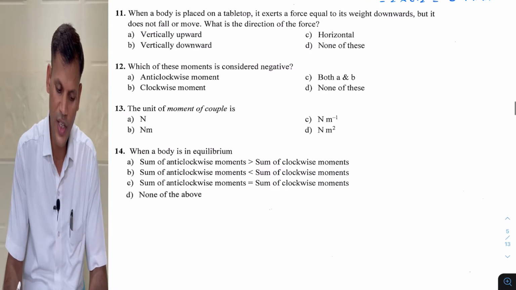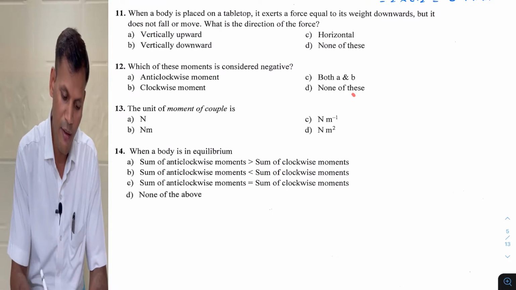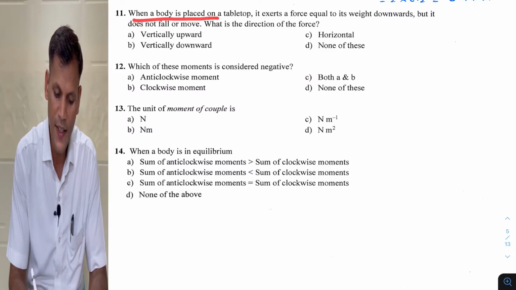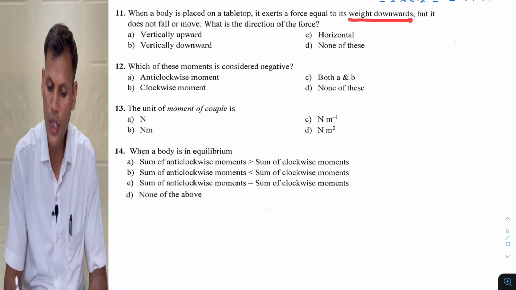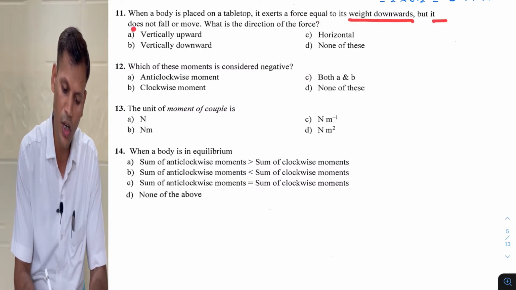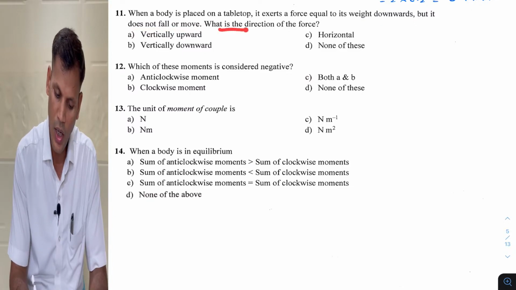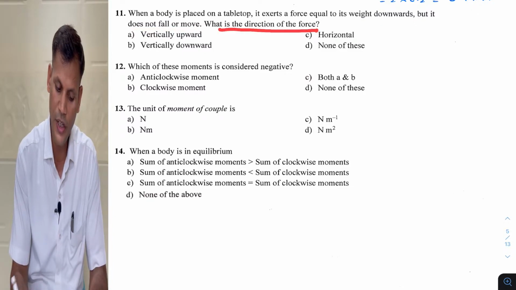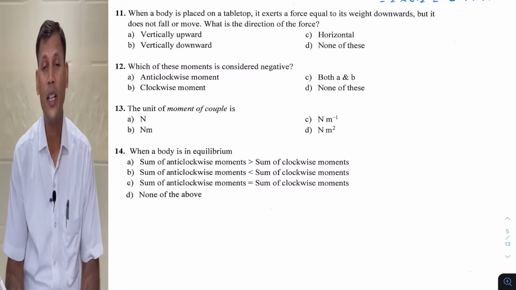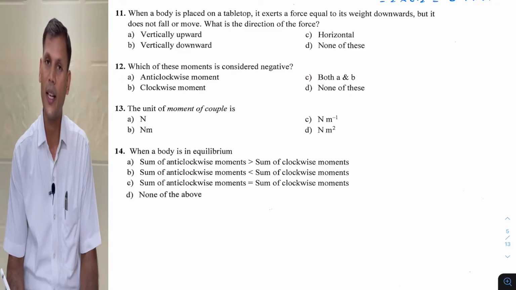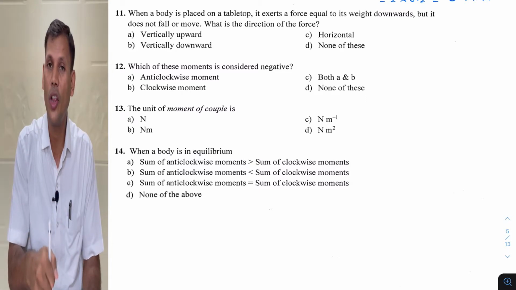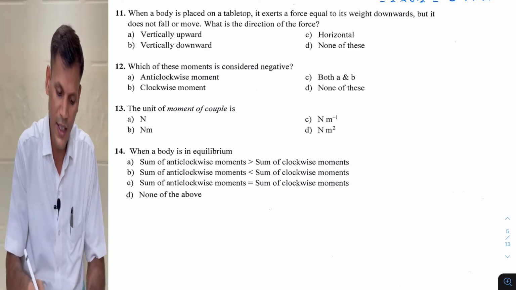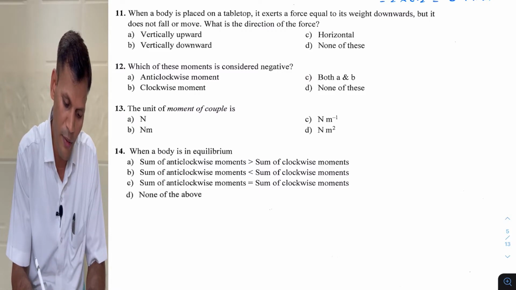Now next question is question number 11. When a body is placed on a tabletop, it exerts a force equal to its weight downward, but it does not fall or move. What is the direction of the force? Direction of force is vertically downward due to acceleration due to gravity, because earth wants to attract all objects towards its center. So its answer will be vertically downward direction.